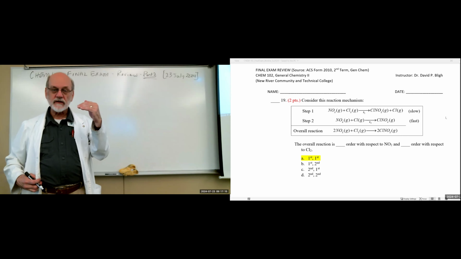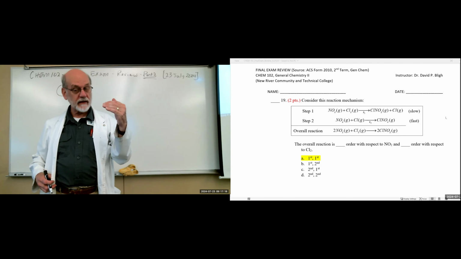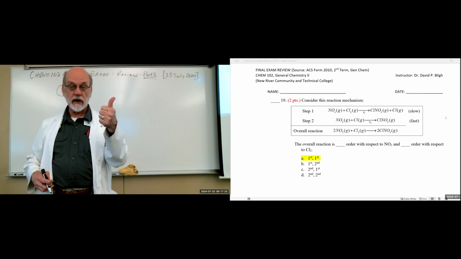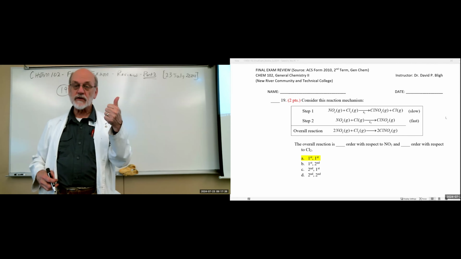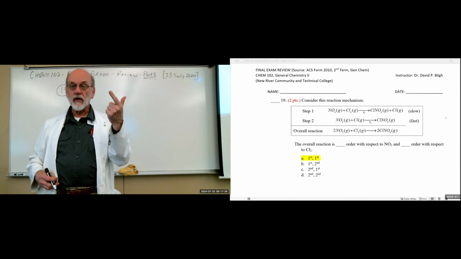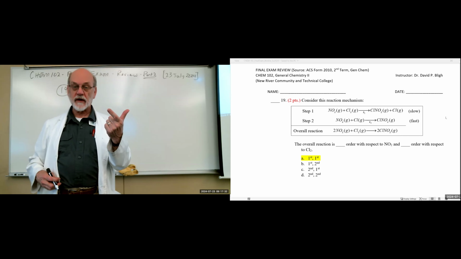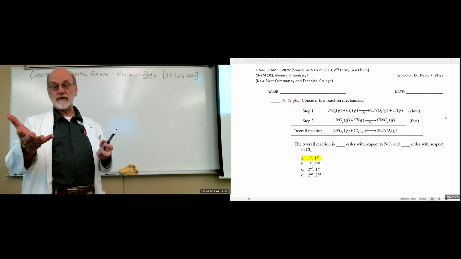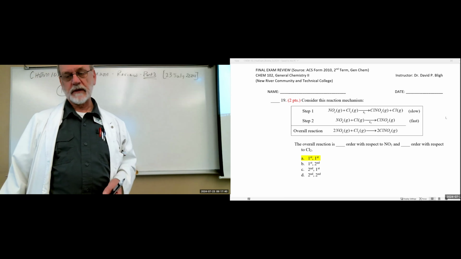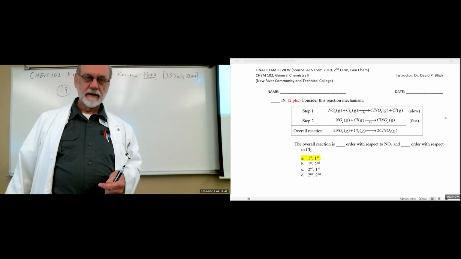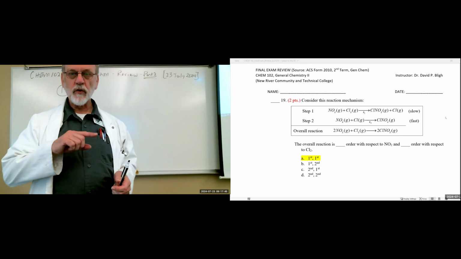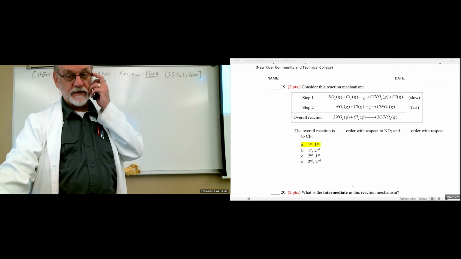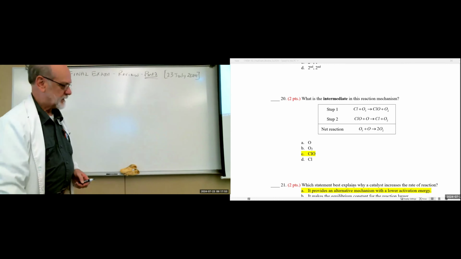So the overall reaction is based upon the slow rate, the slow step. So the coefficient for NO2 is 1, and the coefficient for Cl2 is 1. So their orders are first and first, both of them, based upon the mechanism. Now, if that mechanism is wrong, then you've got to look at a different step. But based on what we're given, they're both first order, because that's the slow step. That's the rate determining step. Number 20.